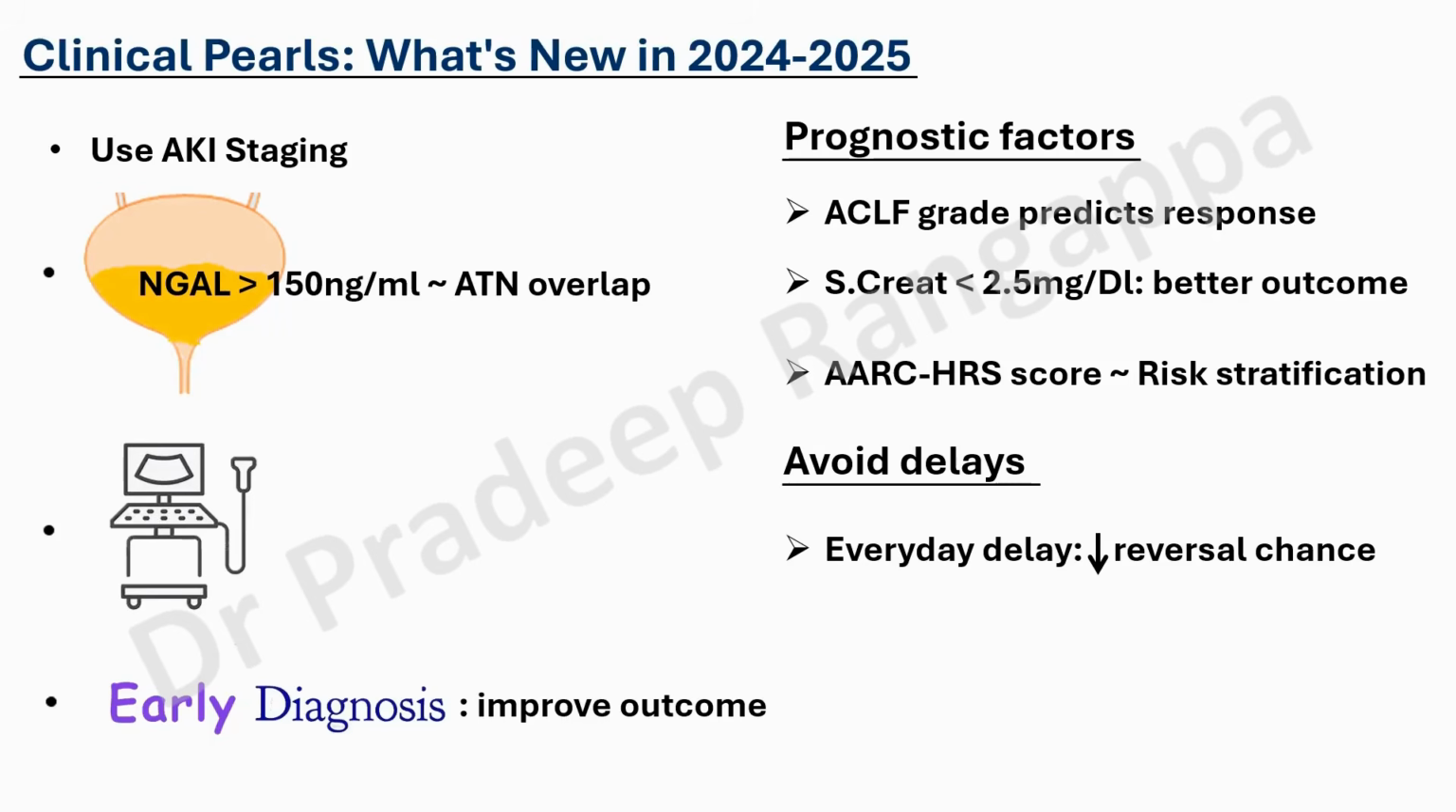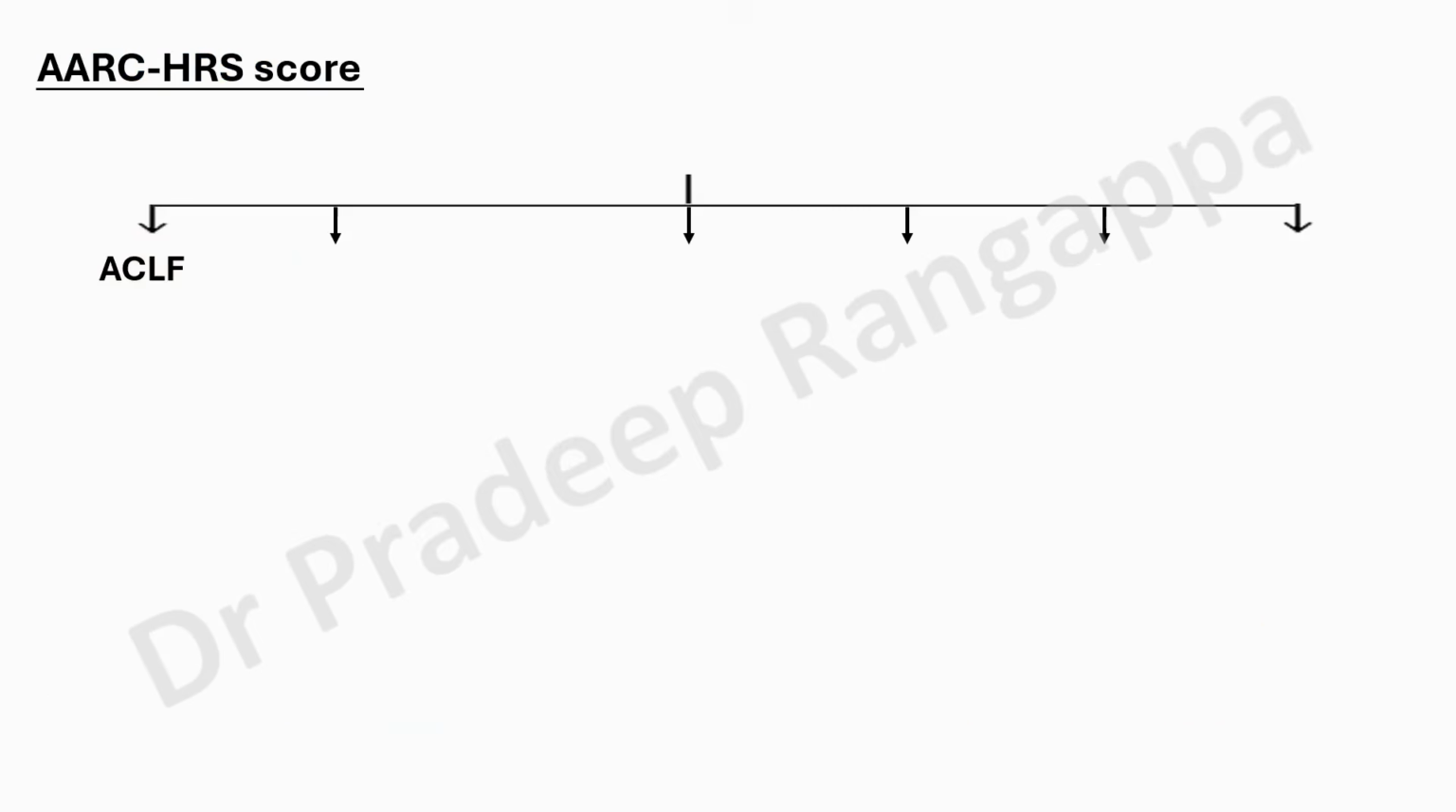And the key element is to avoid delays. Every day of delay in identifying HRS and treating it appropriately has been shown to reduce the chance of reversal. And once they've gone into HRS, one should be listing these patients for possible liver transplant, because many of them eventually go on. If after TIPS, the next step for definitive management would be early liver transplant.